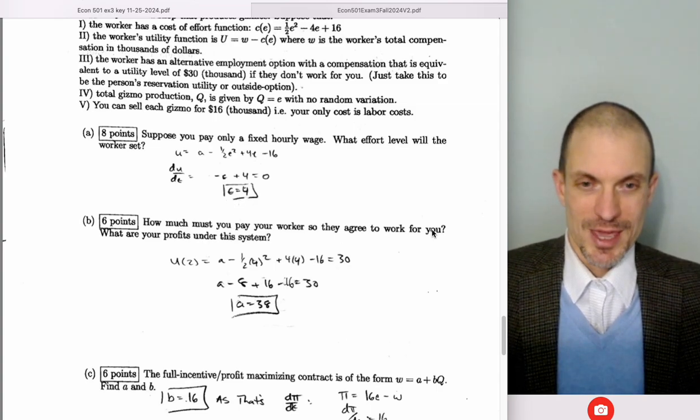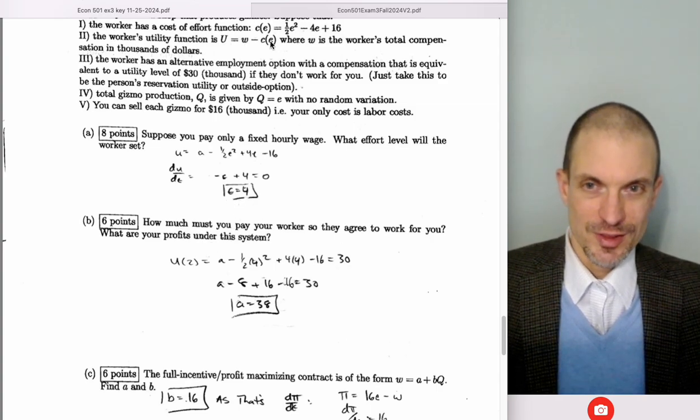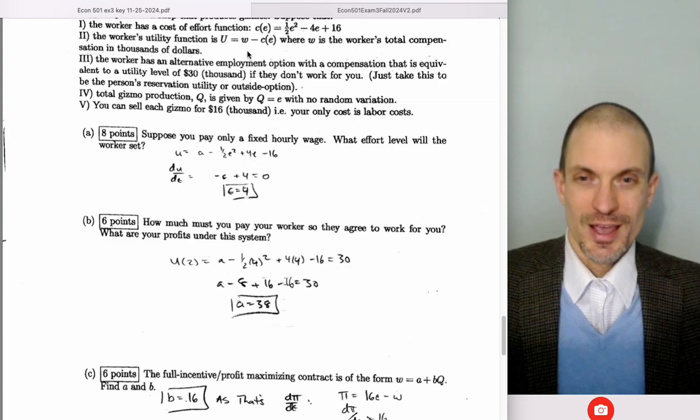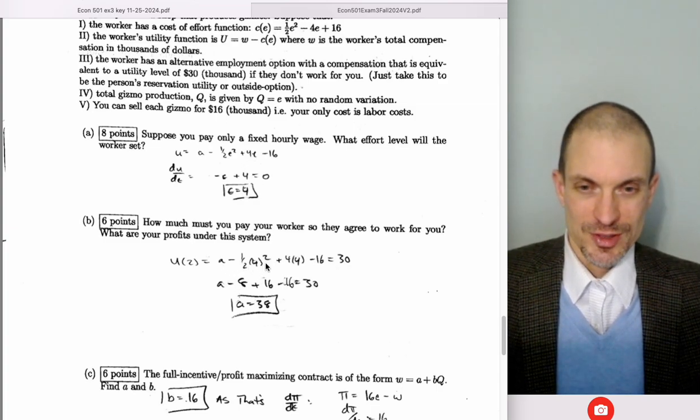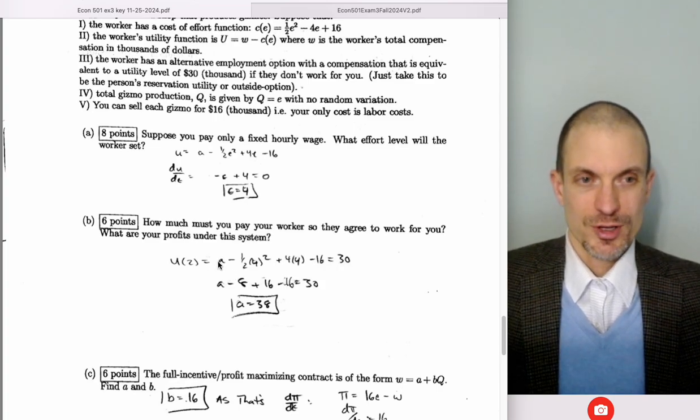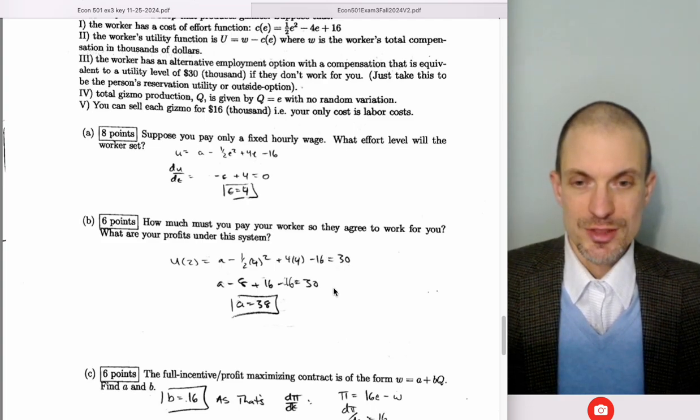Okay, how much do I have to pay them so they work for us? Well, what's their utility going to be at an effort level of 4? And how does that compare to their outside option of 30? So here I'm going to evaluate utility at an effort level of 4, set that equal to 30 so that I make A large enough that they are indifferent between working for us or taking their outside option, meaning that they're going to get a utility level of 30 either way.